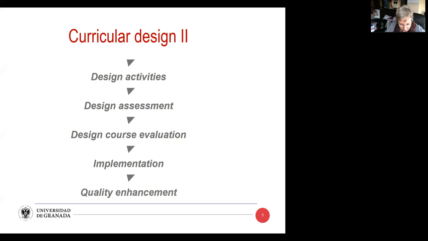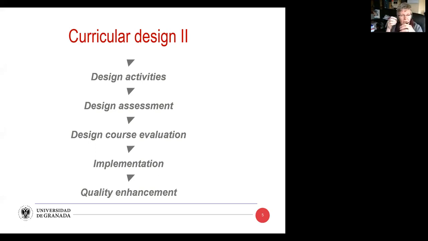Having designed that evaluation process, we then move on to the implementation of the whole program. We start our program and we move into quality enhancement mode. So we are constantly looking at, does this work? Are these the students we expected? Do we have the staff we need? Are our learning spaces appropriate?